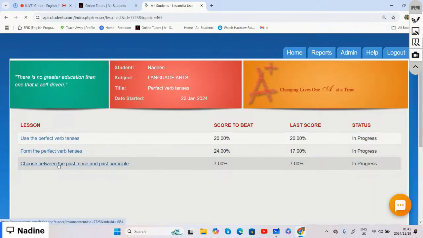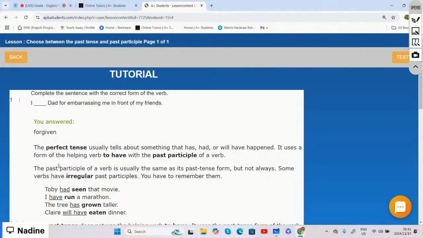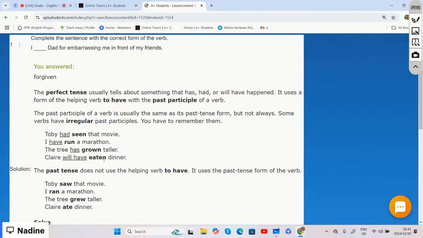All right, so now we're going to choose between the past tense and the past participle. And we said when it comes to the perfect tense, it usually tells about something that has happened, had happened, or will have happened. And we see that we usually use a helping verb to have with the past perfect tense of the verb.